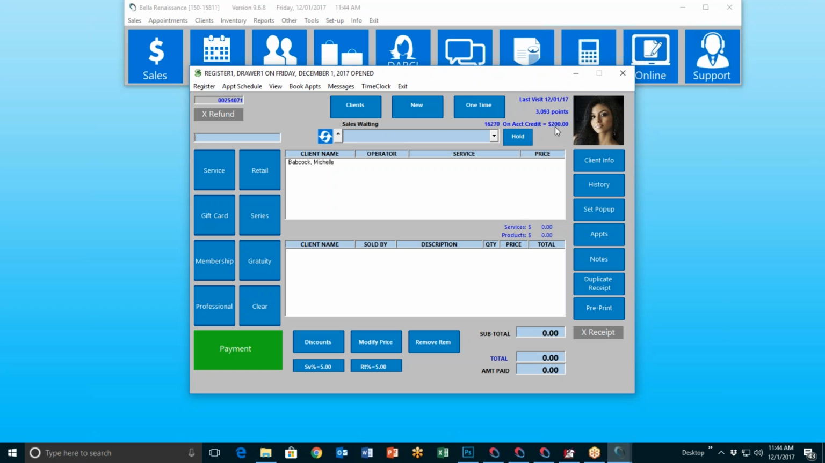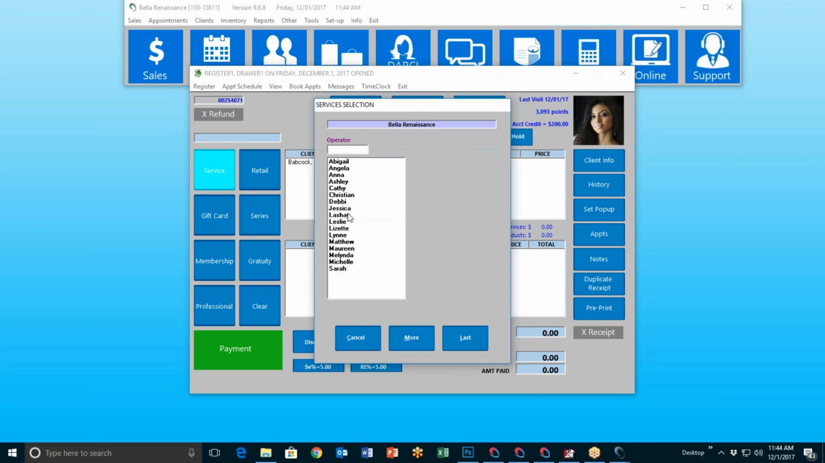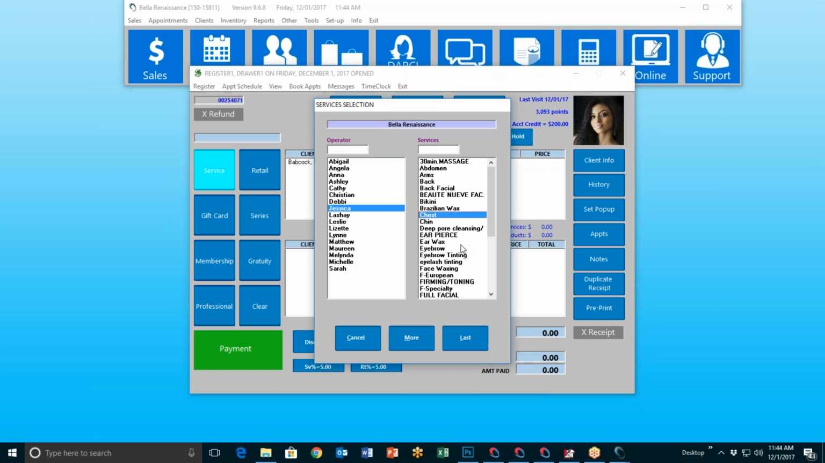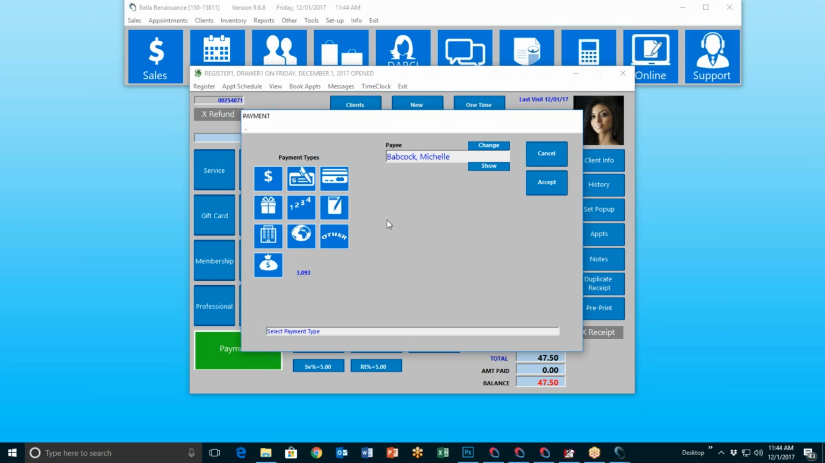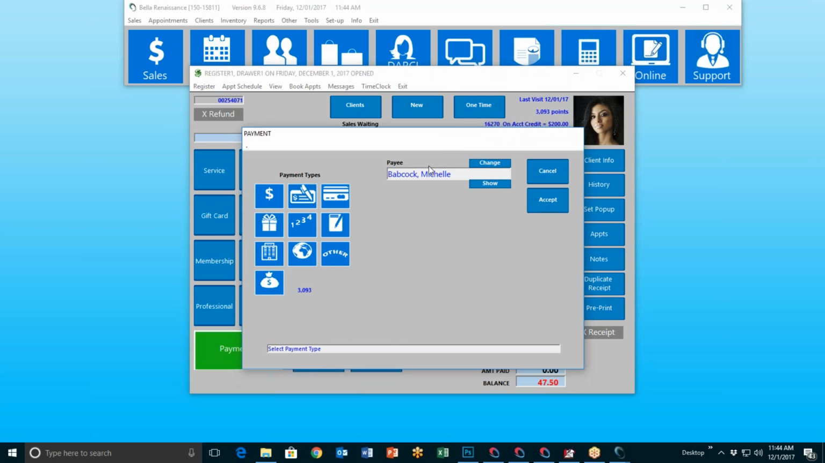So $200 is what she's got on account, and she saw Jessica, and she got a chest wax. She owes me $47.50. Notice she has $200 on account. I go to payment, and she would like to use her on-account money, the money that she already has on deposit with us. So we're going to choose this one here that says on account. If you leave the mouse there, it'll tell you exactly what they are, but you'll get to know them quickly. Cash, check, credit card, gift certificate or gift card, series, on account.